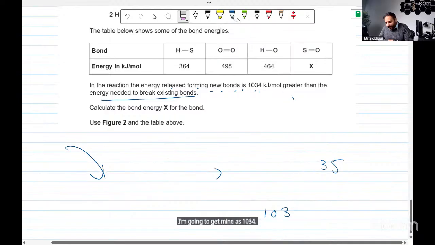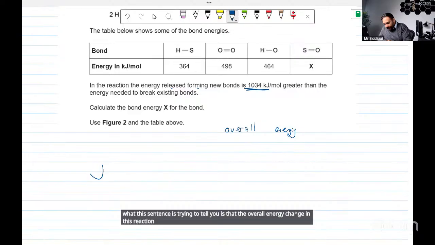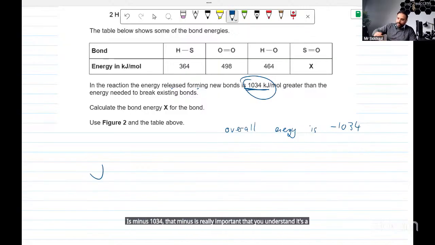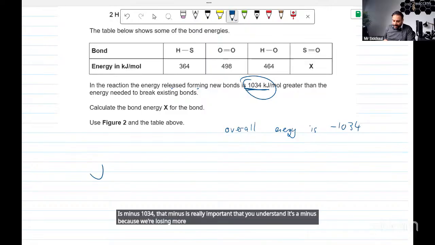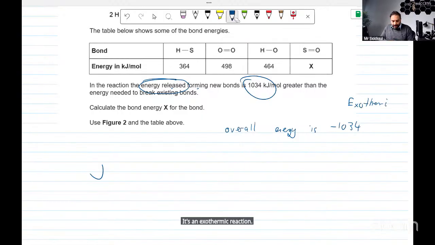That is a long-winded way of saying that what this sentence is telling you is that the overall energy change in this reaction is minus 1034. That minus is really important, because we're losing more energy than is coming in. That's why the energy released is more than the energy needed, taken in. So we end up with a minus energy change, which means it's an exothermic reaction. That's another story for now.